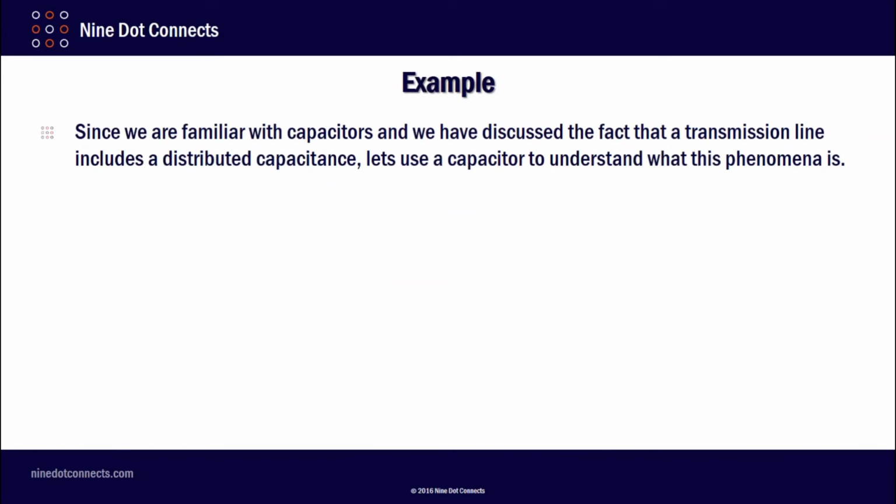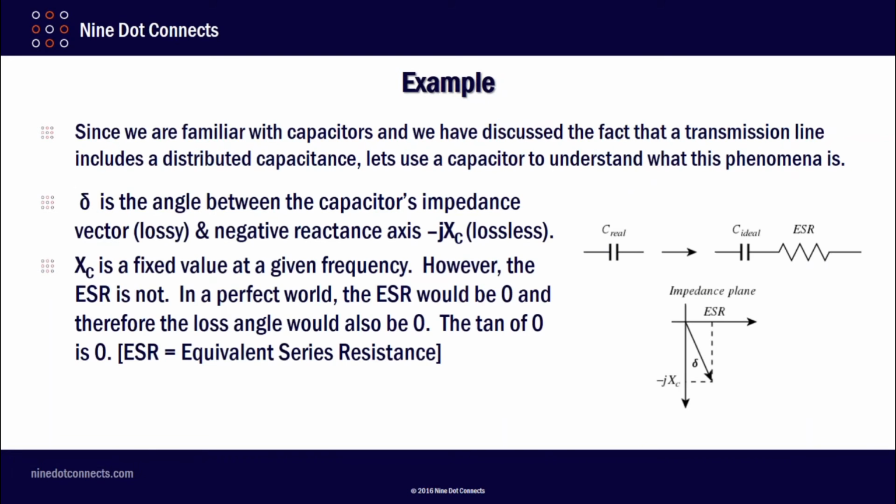Since we're familiar with capacitors, and we've discussed the fact that a transmission line includes a distributed capacitance, we're going to use a capacitor to understand what this phenomenon really is. So delta is the angle between the impedance vector that's ideal, lossless, and the actual lossy part of the impedance, the ESR. Now we all know that X sub C is going to be a fixed value at a given frequency, but we don't know what ESR is. In a perfect world, ESR would be 0, and therefore the loss angle would also be 0.